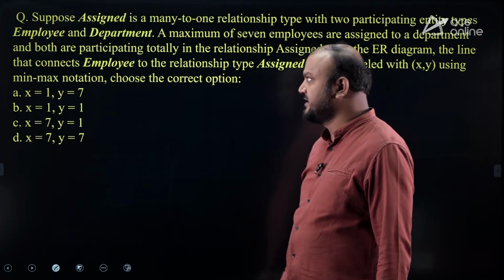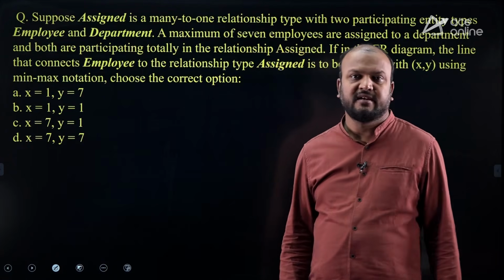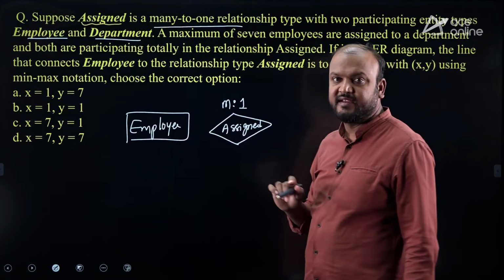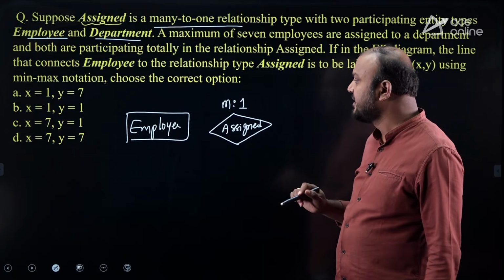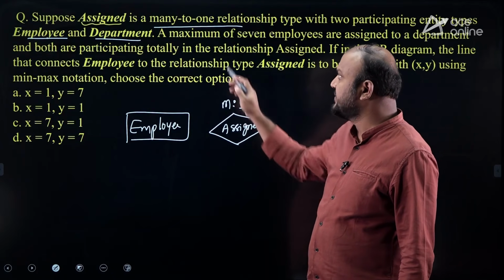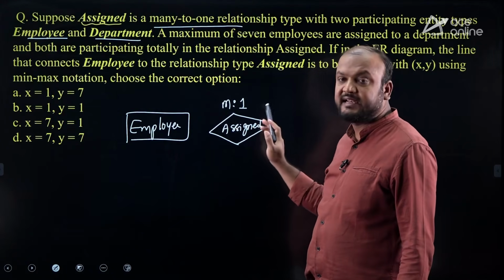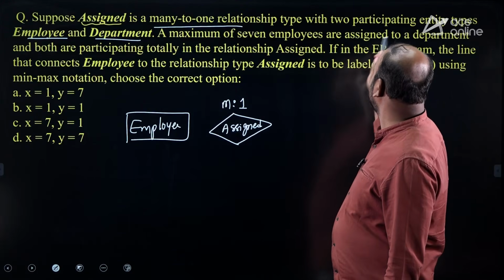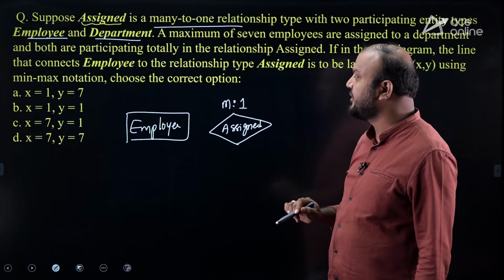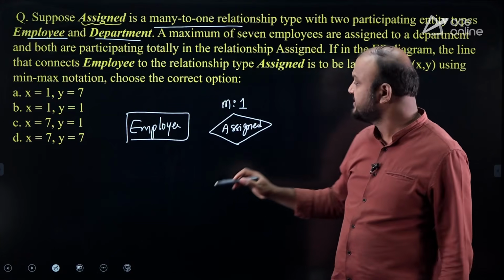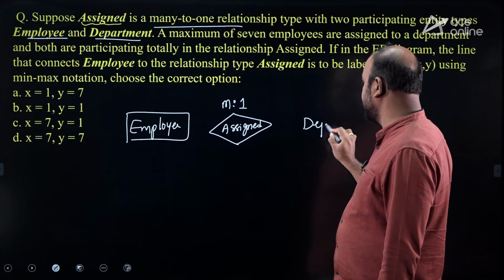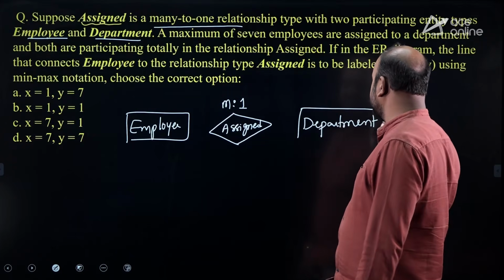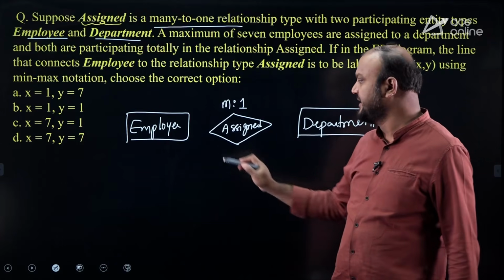This is slightly different. Just read the question and try to understand it. Sorry, the mic was muted. So what is given? Assigned is a relationship. It is mentioned it is many to one, with two participating entity types, employee and department. Employee on the many side, department on the one side. Between the employee and department, the cardinality is many to one.